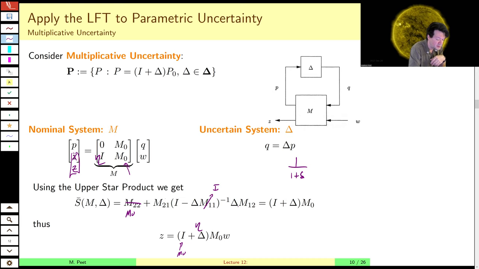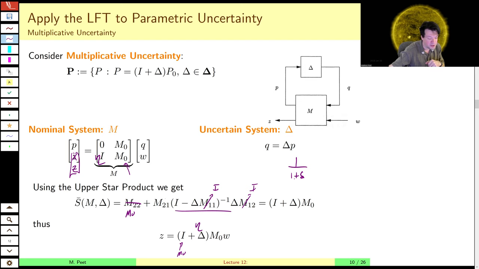Equal to identity. And you would have to choose M so that this delta disappears. We'll talk about how to do that in a minute. But you can see that the 1 plus delta here goes into the denominator. So you can get rational denominators as well.